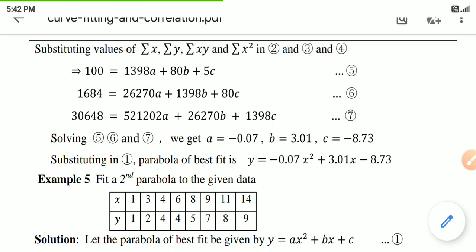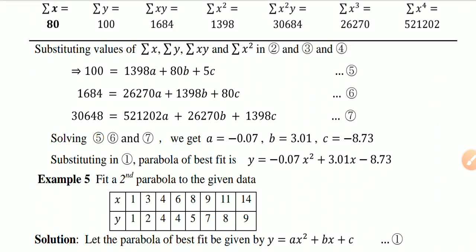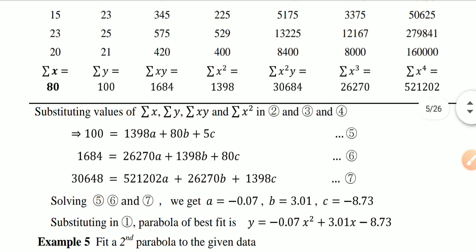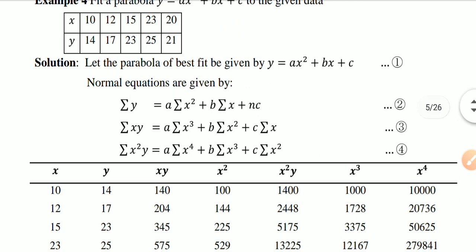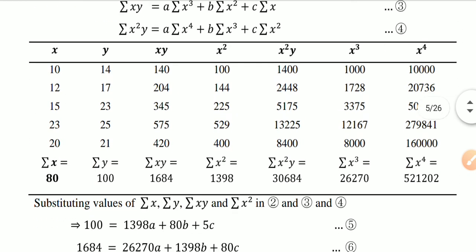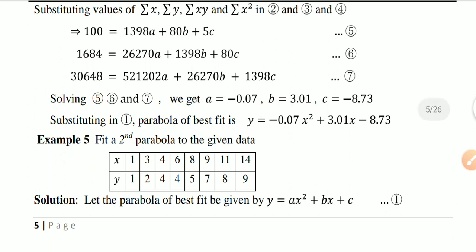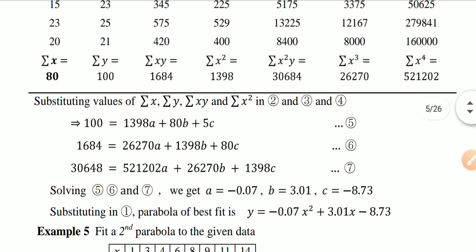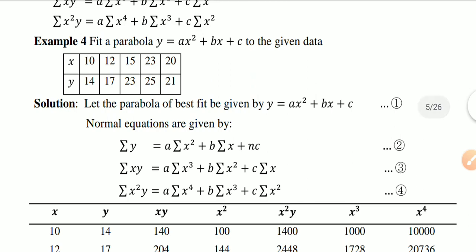After the calculation, you get the value of a is minus 0.07, b is 3.01 and c is minus 8.73. Now substitute in the given equation of parabola y is equal to ax square plus bx plus c. Put the values of a, b and c in the given equation. You get y is equal to minus 0.07 x square plus 3.01 x minus 8.73. This is the required best fit equation of parabola for the given data.